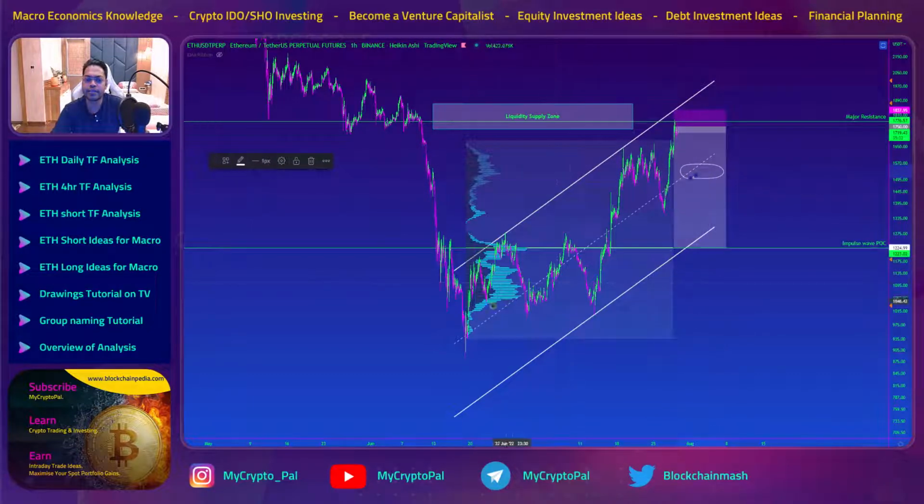because this is the parallel channel support area over here. If this one breaks, then you can expect some support here. And if this one breaks, you can expect some support here. So these are your three take profit points for this trade: 1, 2, and 3.